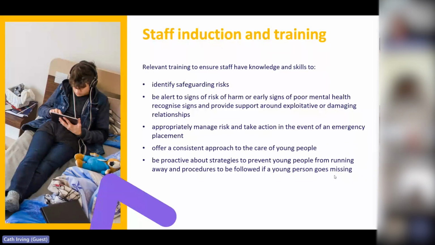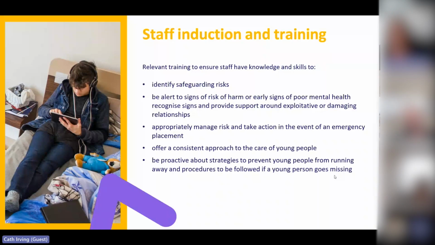It sets out that staff should be aware of any additional risks that may be present in the event of an emergency placement. So this could include situations in which staff may have very limited information on that young person if they've been placed in your setting as an emergency. And they should have those relevant skills and knowledge to be able to appropriately manage that risk and to take action.